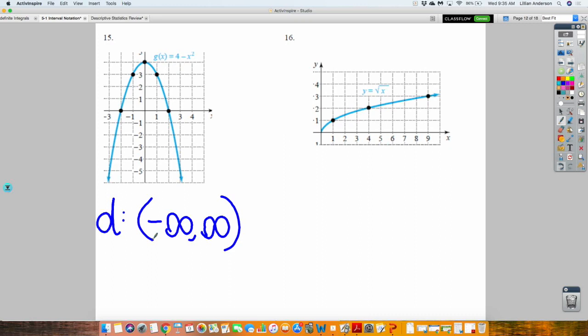What about the range? What's the lowest that it goes? Negative infinity, so I need a parenthesis around that. What's the highest it goes? 4, with a bracket.